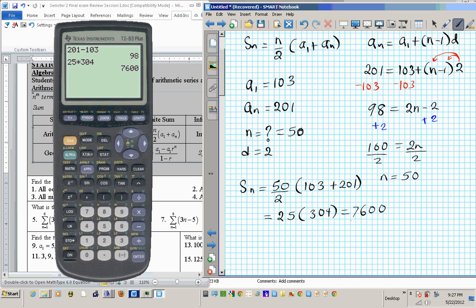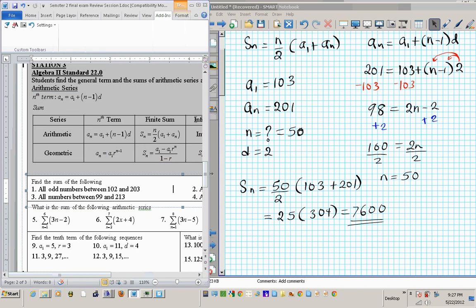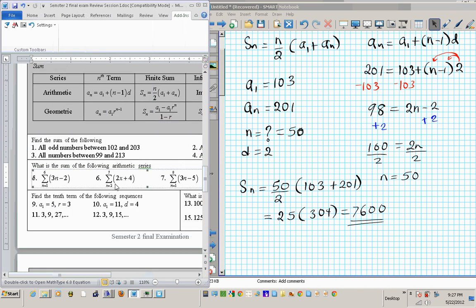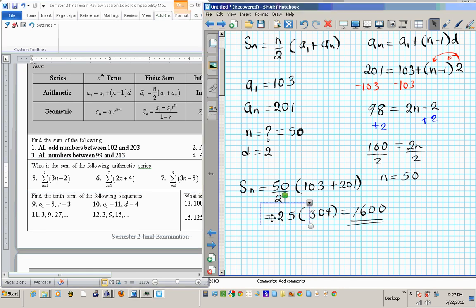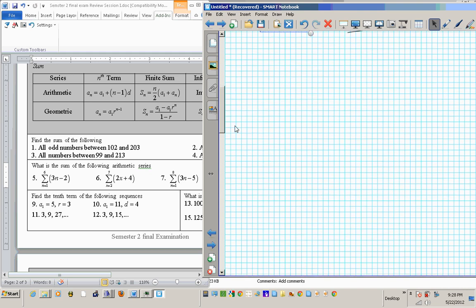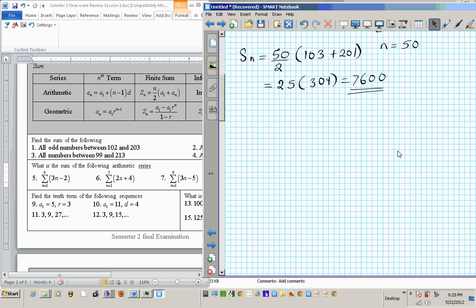Okay? Alright, now let's move on to another example. Number 5 says, what is the sum of the following arithmetic series? For this one, we're still going to use the same formula, but this is presented to us in sigma notation. So what we're going to do here is copy down the question. Number 5, we have the sigma sum from n equals 1 to 6 of 3n minus 2.